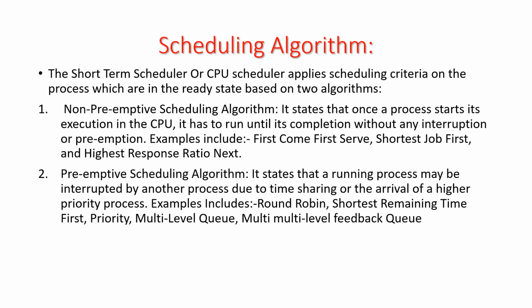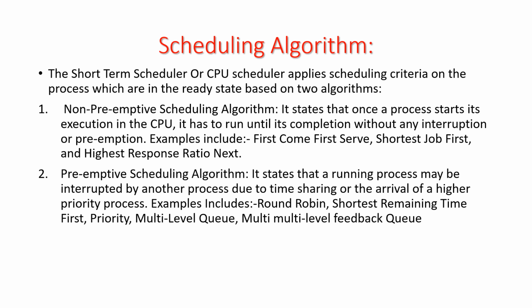Then the scheduling algorithms. There are two types of scheduling algorithms. First is the non-preemptive scheduling algorithm and second is the preemptive scheduling algorithm. These two are decided by the short-term scheduler or the CPU scheduler, which applies all those 8 scheduling criteria on the processes which are in the ready state, based on the two algorithms.